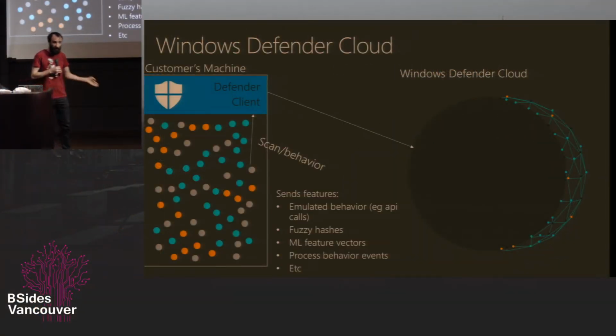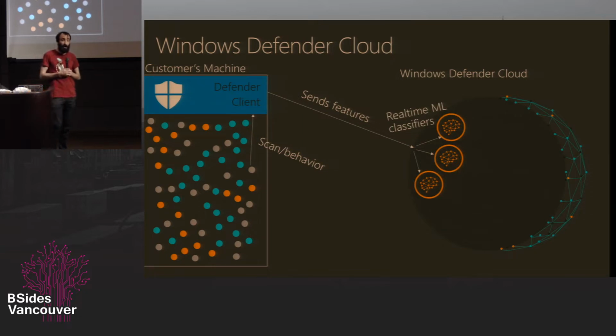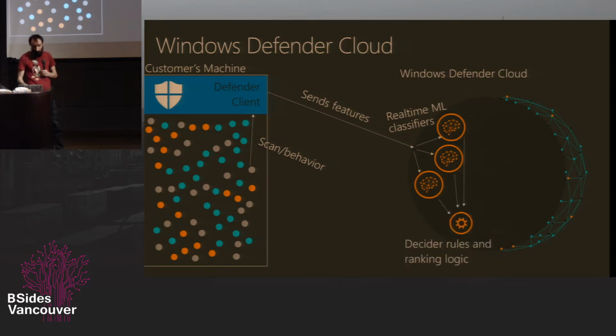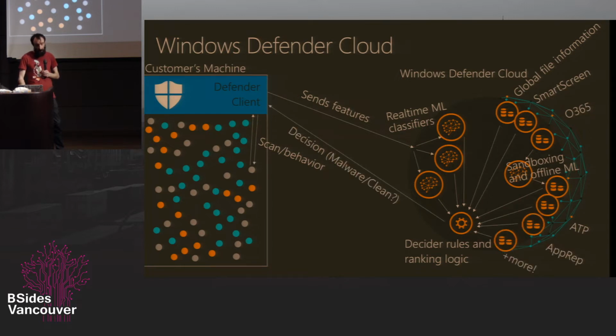We actually don't want to send up the whole AMSI behavior log to the cloud. Instead, we send up a featureization of the content. This includes the emulated behavior, the fuzzy hashes of the content, and also specialized machine learning vectors that we've deployed for each one of the scenarios. Then we have these features sent up to the cloud, and we have about 40 real-time classifiers that run on clusters of servers located around the world. All these classification scores get combined with ensembles, and we run decider rules and ranking logic in the cloud in real time, combining with offline deep learning models and many other data sources around Microsoft to come up with a decision in real time.